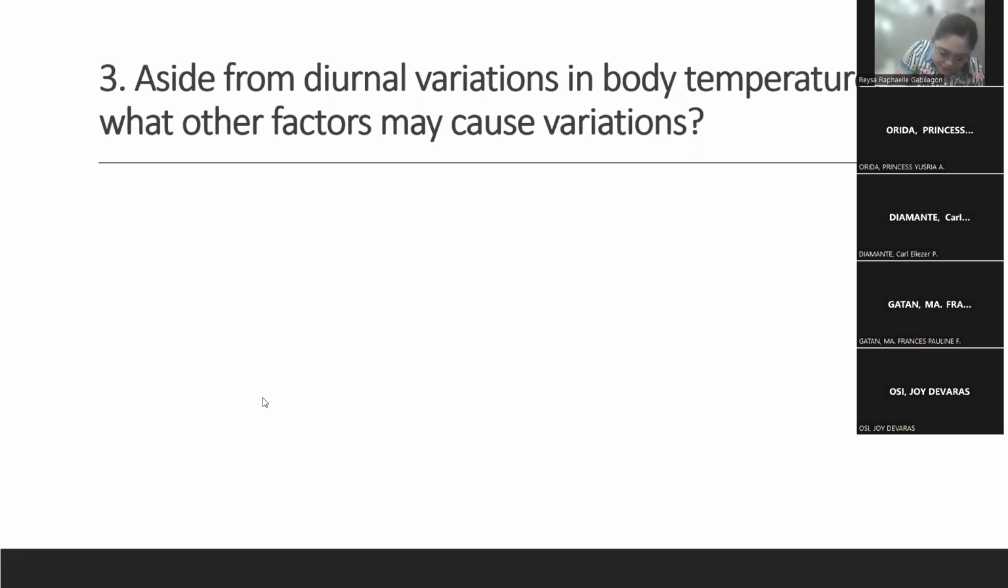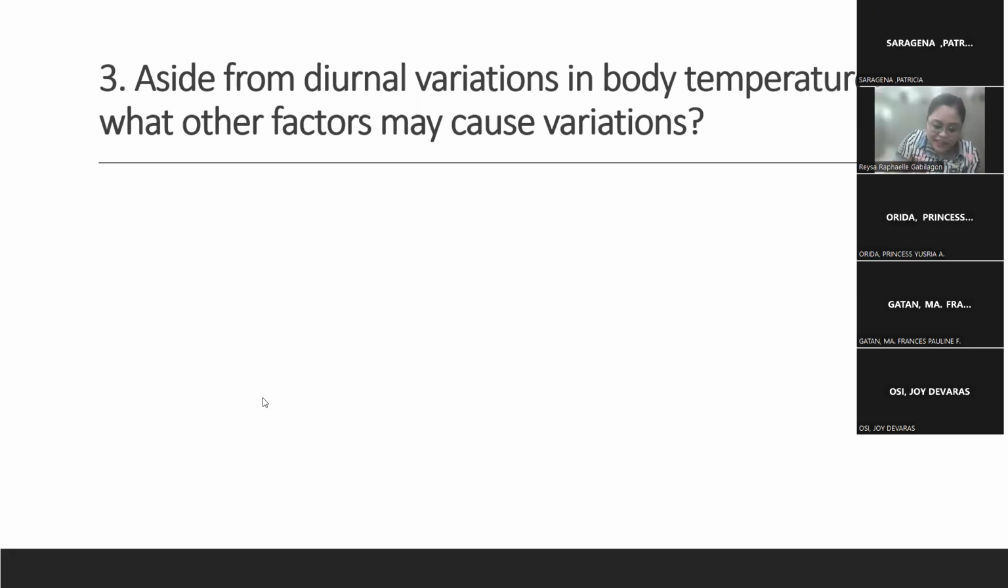I'll try, ma'am. Aside from diurnal variations in the body temperature, what other factors may cause variations? The environment itself, ma'am, whether it is cold or hot. And at the same time, ma'am, emotional stress. Strong emotions may increase temperature, right, ma'am? Like extreme anger, crying, like that. Okay. That is actually correct.